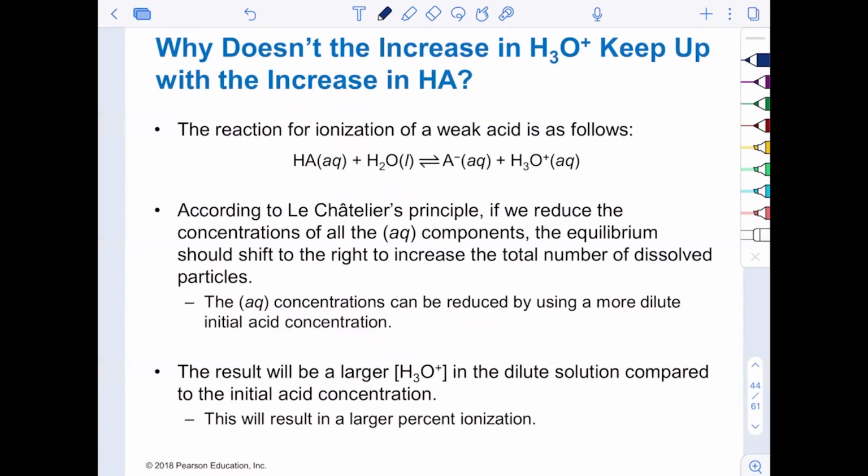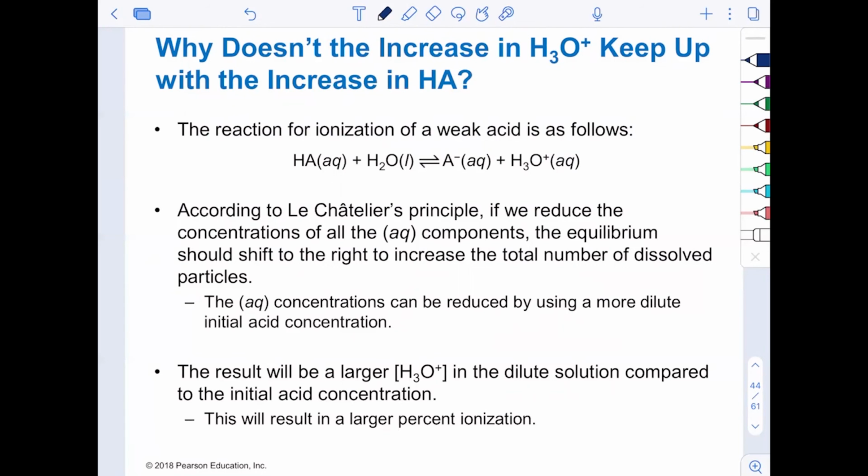All right, why doesn't the increase of H3O plus keep up with the increase of HA? Why can't we just keep adding HA and keep increasing the amount of H3O plus linearly? Well, we don't have that linear relationship. According to Le Chatelier's principle, if we reduce the concentrations of all the aqueous components, the equilibrium should shift to the right to increase the total number of dissociated particles. But the aqueous concentrations can be reduced by using a more dilute initial acid concentration.